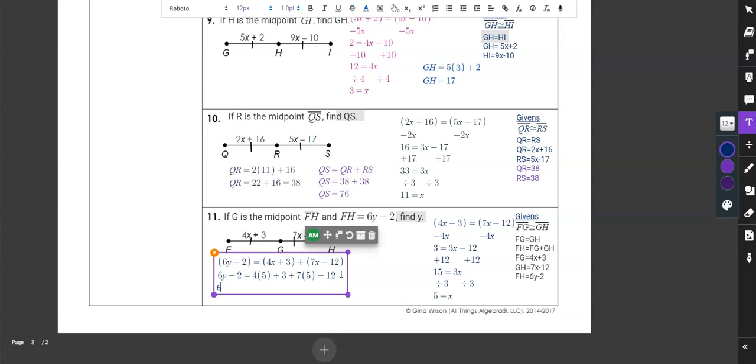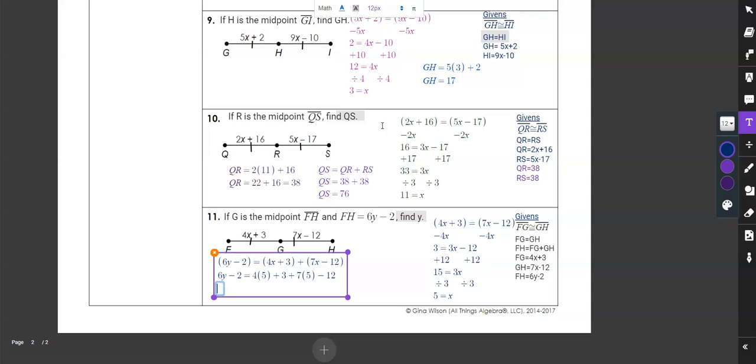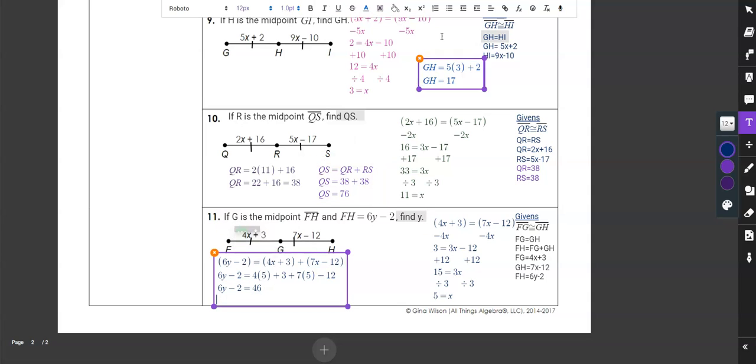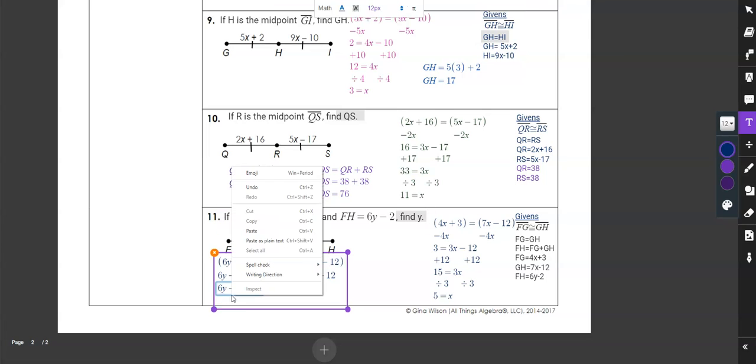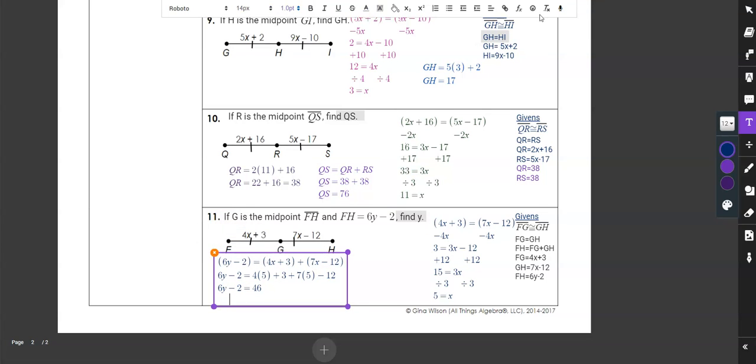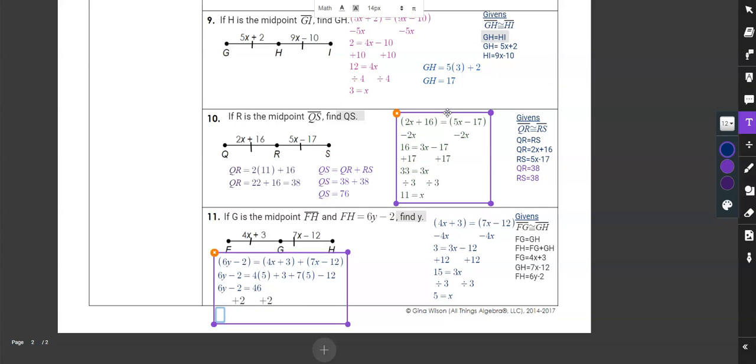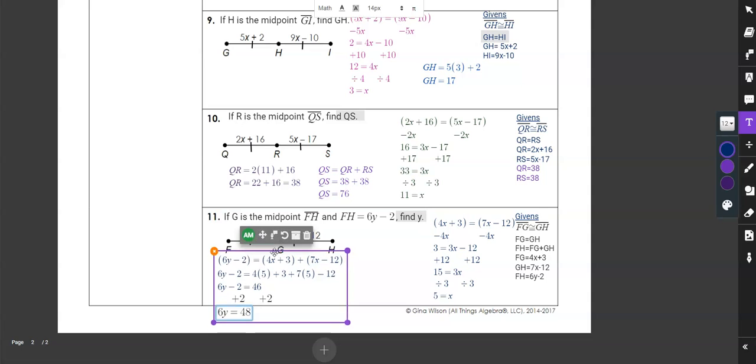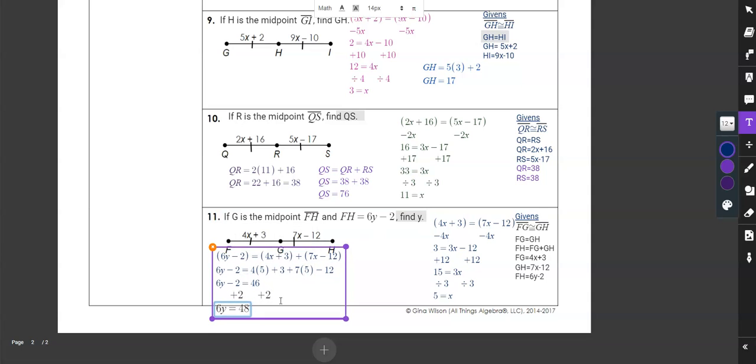So now we have 6y, and notice I no longer have any x's. I got rid of the x's first. 6y minus 2 is equal to 46. We're going to need to add 2 to both sides in order to find our answer. So I'm going to go ahead and do that. Alrighty. And then that means I have 6y equals 48. From here, I'm going to have to divide by 6.